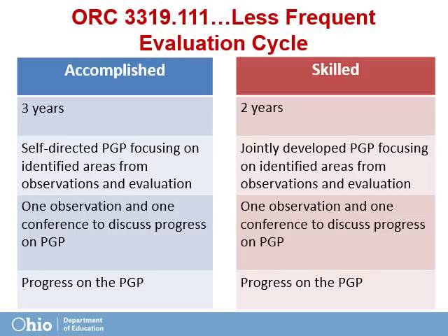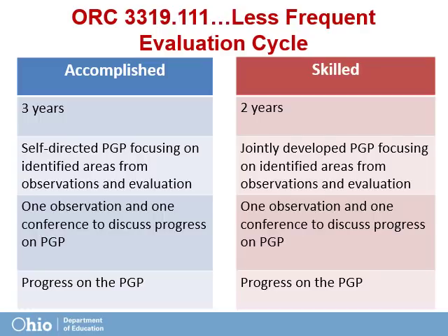They have to have one observation and one conference, and during that conference there must be a discussion about their progress on their professional growth plan, because in order for a teacher to remain on the less frequent evaluation cycle when the revised OTES is implemented, or if you pilot it, the teacher must show progress on the professional growth plan. Skilled teachers have to have a jointly developed professional growth plan.